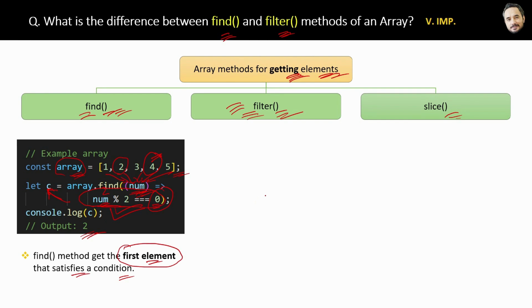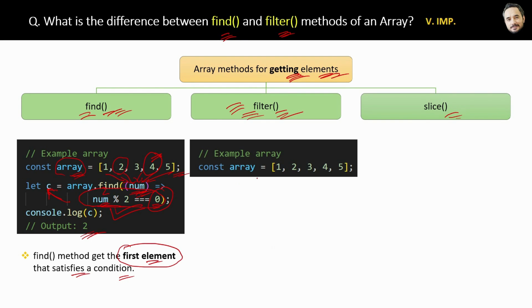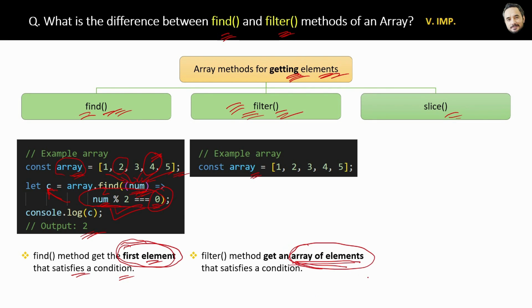This is used very frequently in many applications, and it is very important. Suppose you have the same array. Now the use of the filter function is, the filter function gets an array of elements from an array that satisfies the condition. So basically, the find function will find just the first element, but the filter function will get all the elements that satisfy the condition.